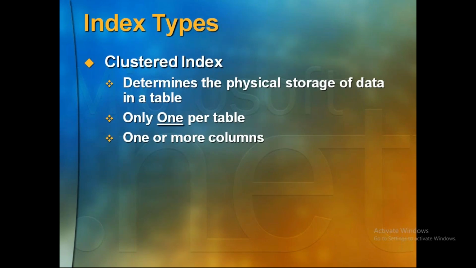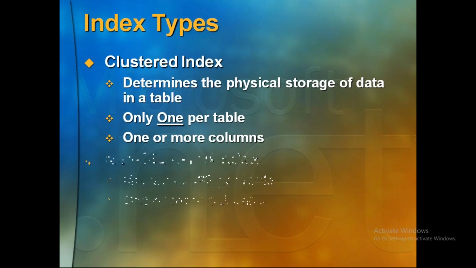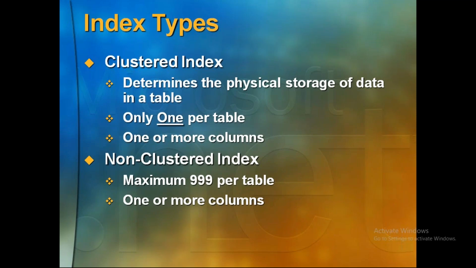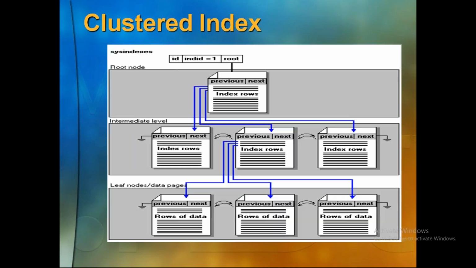Now, index types. A clustered index determines the physical storage of the data in a table, only one per table. One or more columns we can include, and we can go for the second index, the non-clustered index, maximum 999 per table, where you can also put one or more columns.